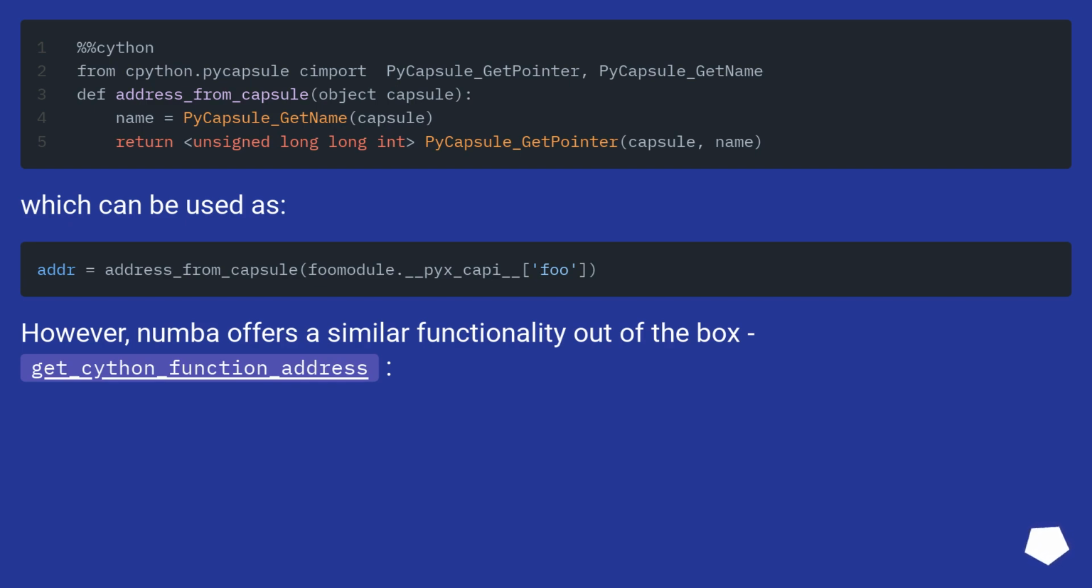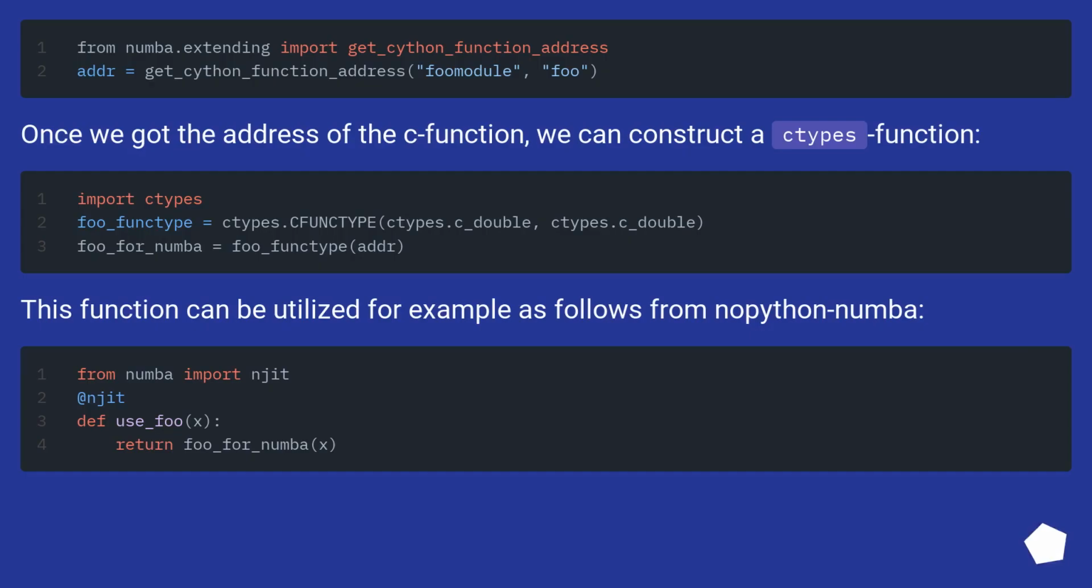However, Numba offers a similar functionality out of the box, get_cython_function_address. Once we got the address of the C function, we can construct a ctypes function. This function can be utilized for example as follows from nopython Numba.